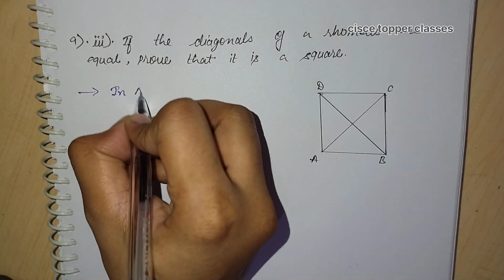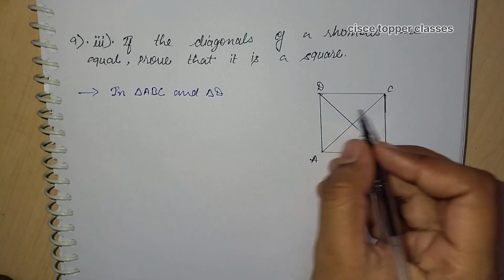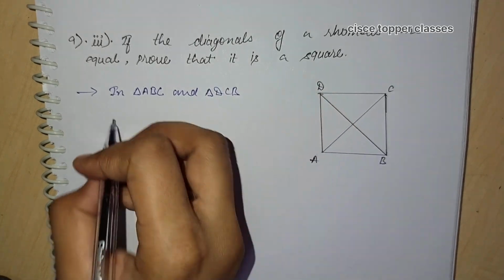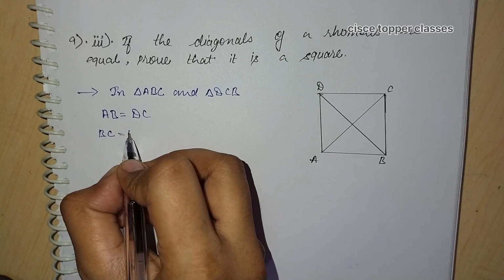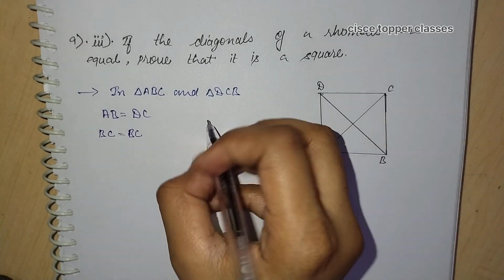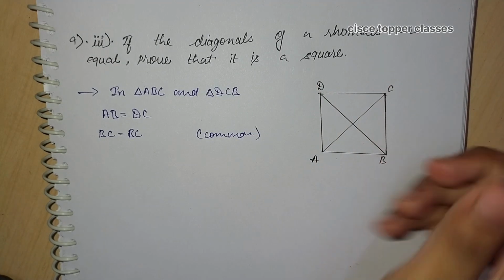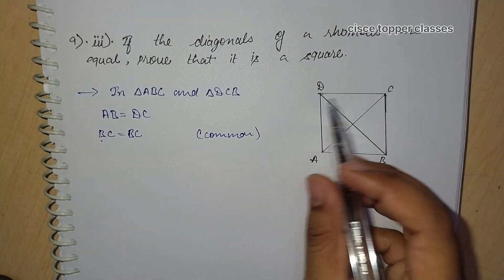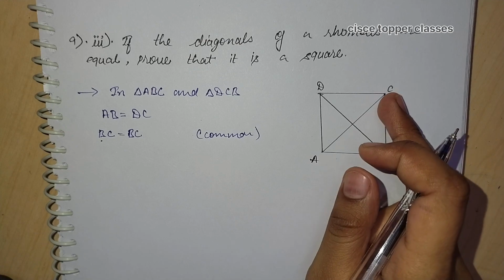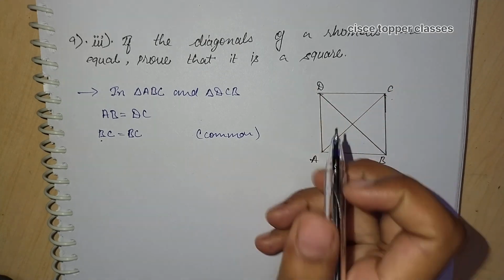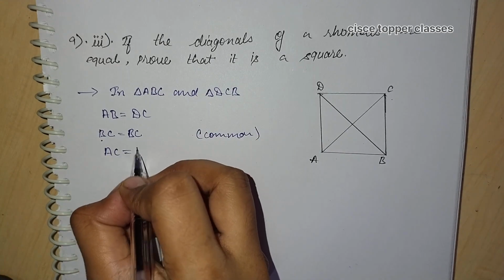So simply, in triangle ABC and triangle DCB, we have AB is equal to DC and BC is equal to BC, because this is common here. So this is common in the triangles ABC and DCB. As this is common and AB is equal to DC because it is a rhombus, we can simply say that AC is equal to BD. Means the diagonals are equal in the rhombus. This is given here. AC is equal to BD.